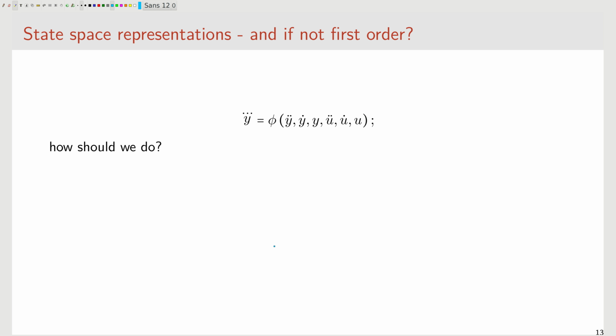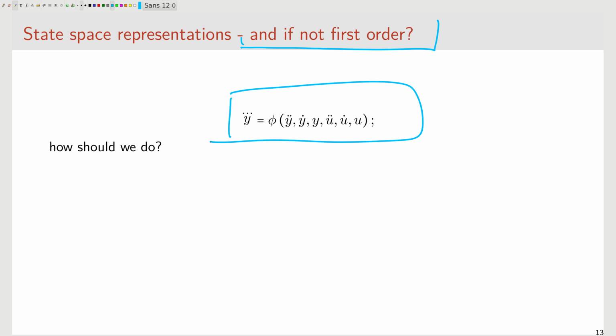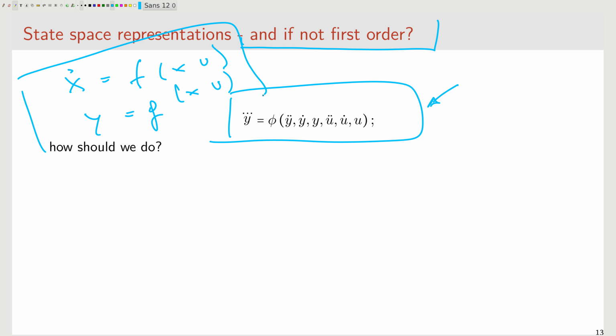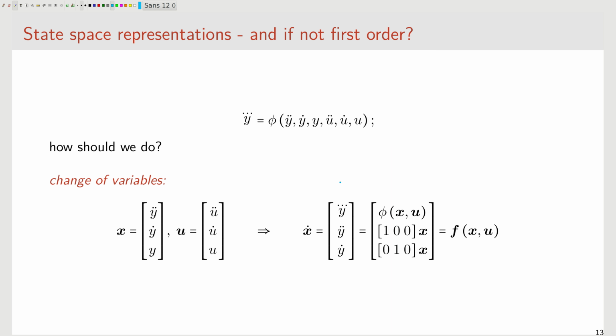Last thing, very important. What happens if we do not have a first order representation? What happens if we have something that looks like this? We want something that is x dot equal to f of x, u, y equal to g of x, u. If we have something like this, how can we write down our state space representation on top of which we will design the controller? Notice that often we will find these types of representations from physics. Well, there's a very simple trick, which is to perform a change of variables.